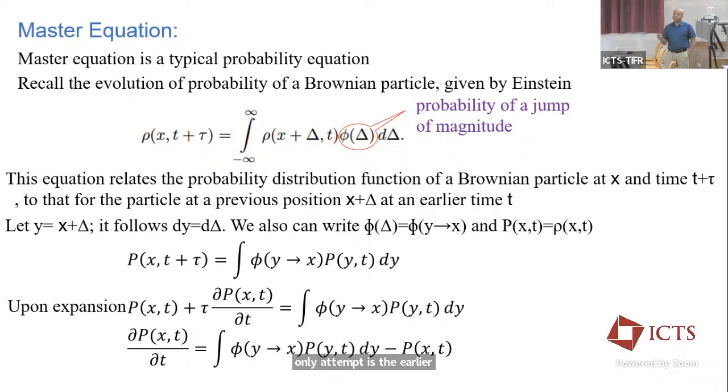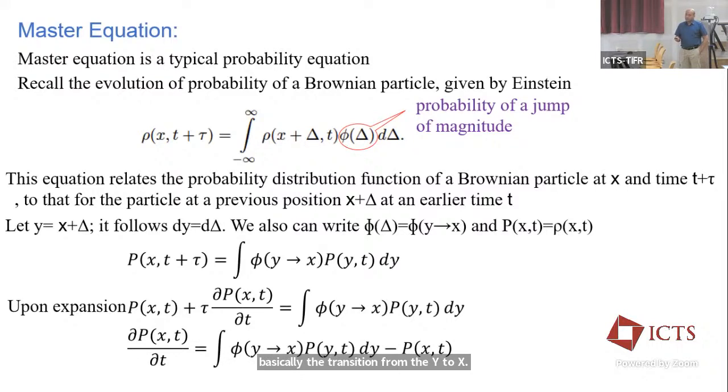We are considering everything in one dimension, and the current time is t plus tau, and the location of the particle is x. Okay, so we can imagine that we are introducing another variable. This x plus delta we denote by y, and if we denote it that way, dy equals d delta, and we can also write that phi delta is basically the transition from y to x. Just take a look at that one, phi delta.